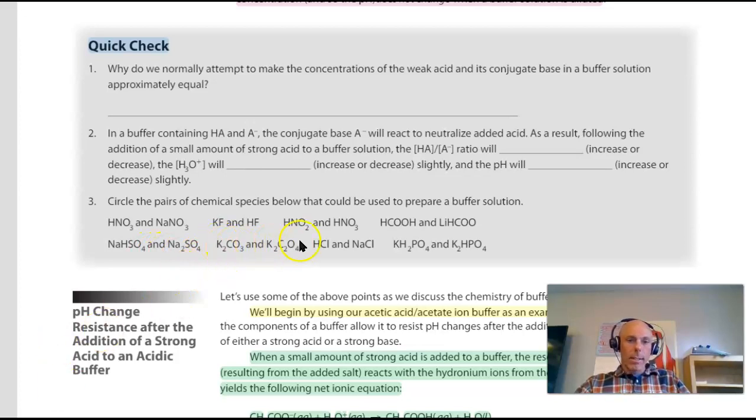Neither of these are acids, so this isn't going to work. CO3 and C2O4 both work as bases, but again, there's no acid in there, so that's not going to work. HCl is our prototypical strong acid, so that's not going to work.